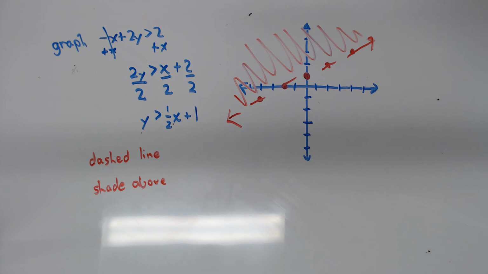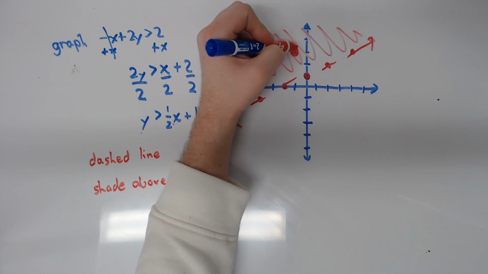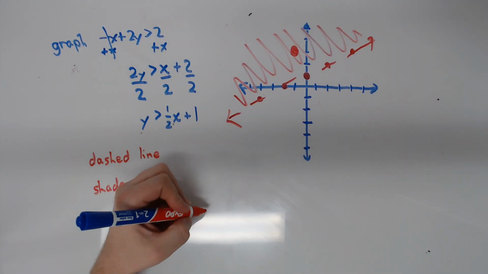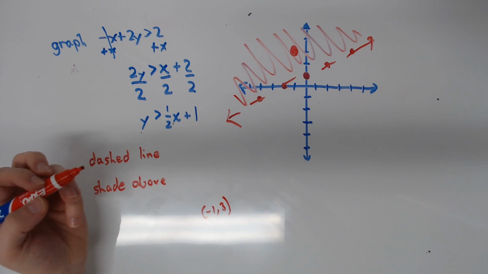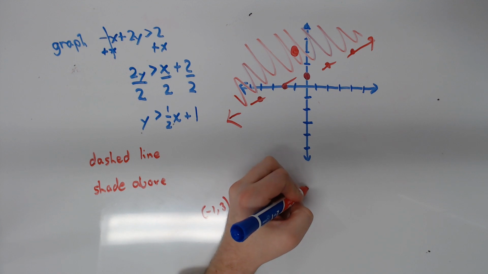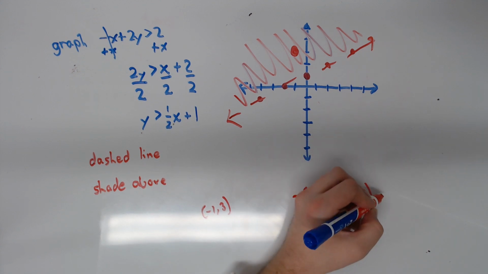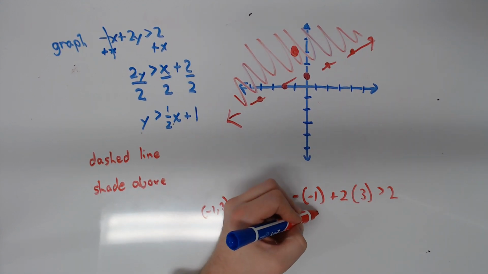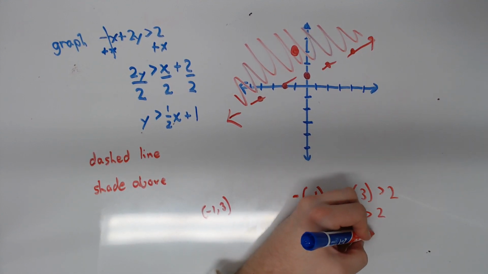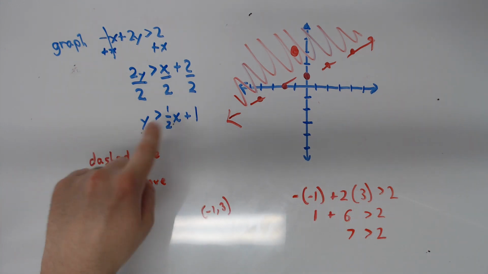One thing just to reinforce what we started the lesson with is if I take an ordered pair that's in the shaded area and plug it into my equation, it should make the inequality true. So this is the point -1, 3. Let's just try plugging that in quick. All right, so my original equation, I would have -x, so -1, plus 2 times y, 2 times 3, is greater than 2. -1 is 1, 2 times 3 is 6, 1 plus 6 is 7. Of course, 7 is greater than 2. So anything in the shaded area should be a point that makes our inequality true.